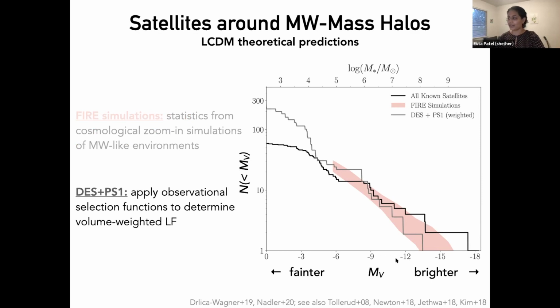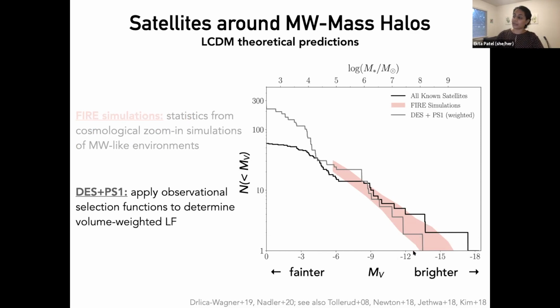I don't know if I would agree that it's over-observed necessarily. I mean, the numbers are bigger, right? Yeah, they're bigger, but we're looking at one, two. So I wouldn't be too concerned about one or two bright satellites being higher than what's predicted.